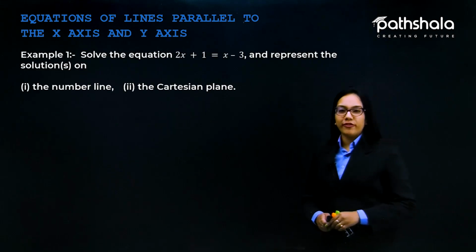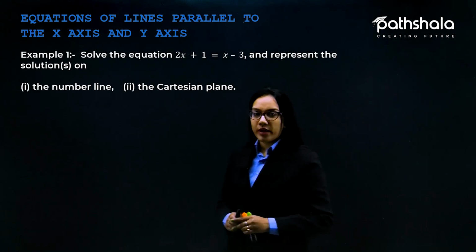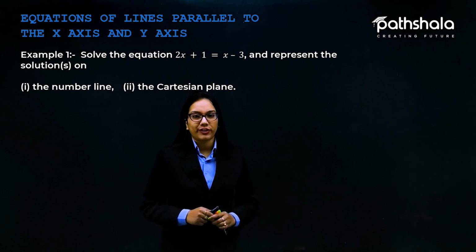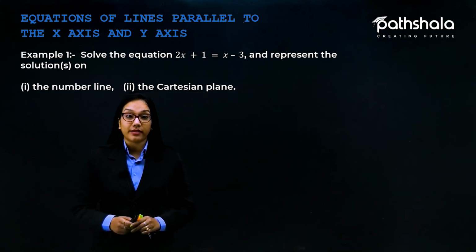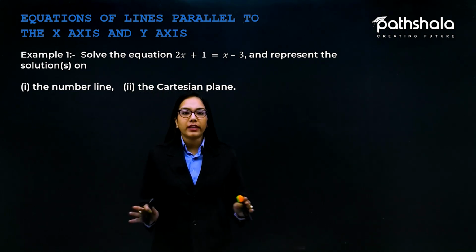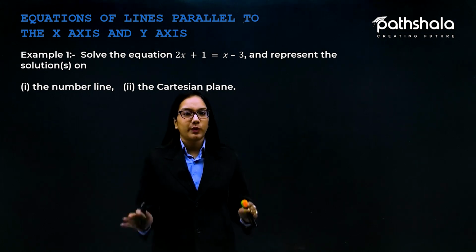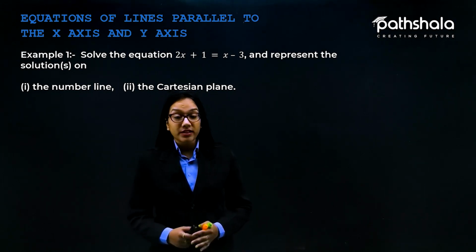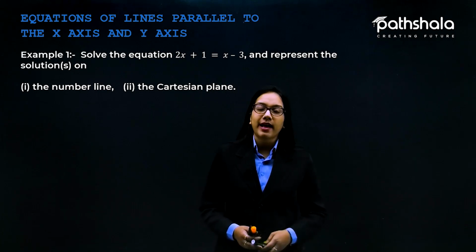Now let's move on further and see example number 1 related to the concept of equations of lines parallel to the x-axis and parallel to the y-axis. It says: solve the equation 2x + 1 = x - 3 and represent the solutions on the number line and the Cartesian plane.